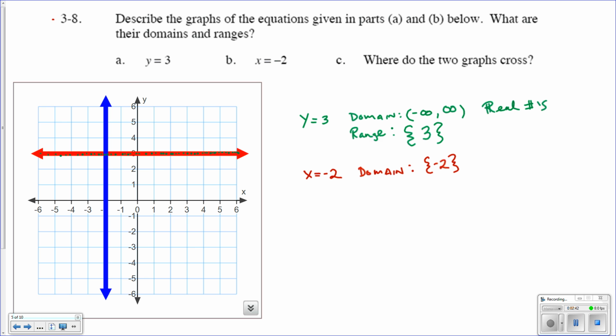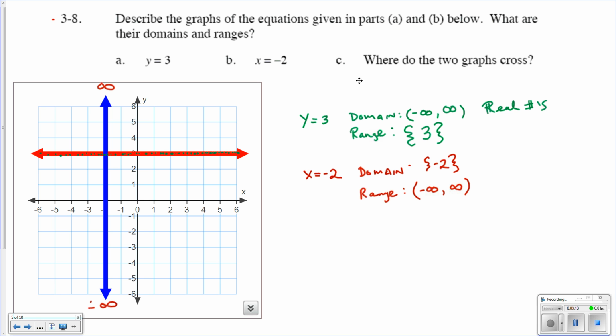Our range looks like it's going up forever, so we could call that infinity. It looks like it's going down forever, which is like negative infinity. So if we're looking at our range, we could then say possibly our lowest point would be negative infinity, our highest would be positive infinity, and then we need to put parentheses around it because that's interval notation.